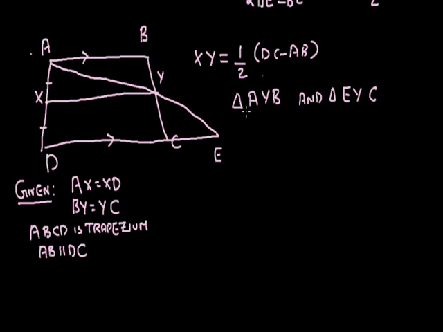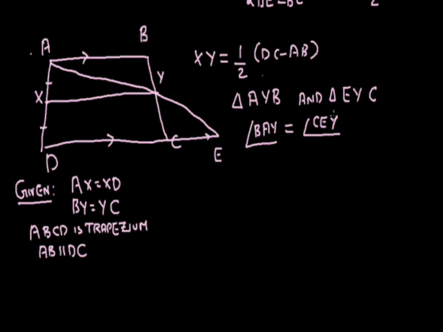I got a couple of parallel lines AB and CE being intersected by a transversal AE. So what are the angles BAY? Angle BAY is clearly equal to angle CEY, isn't it? Let me just check the order in which I've written. Yes, these are, of course.